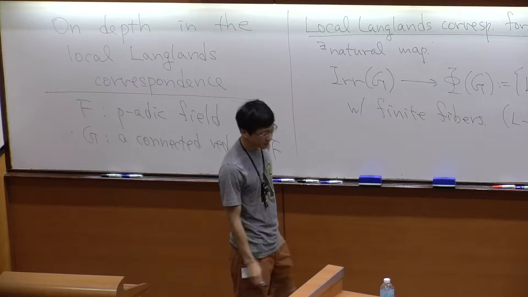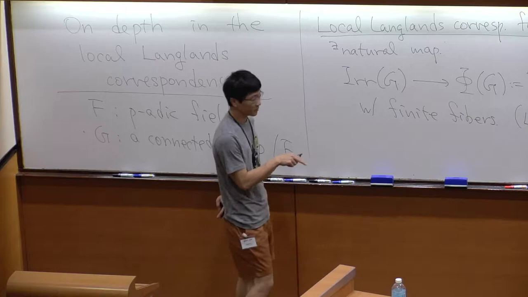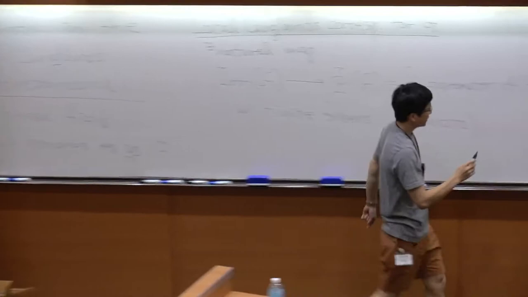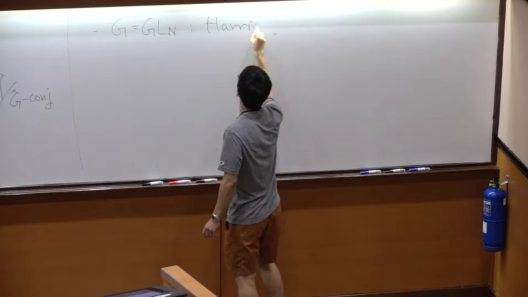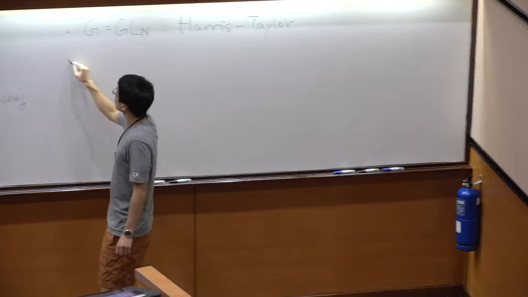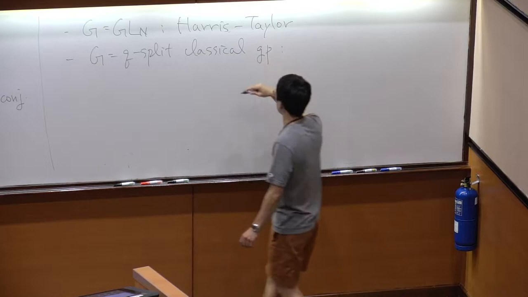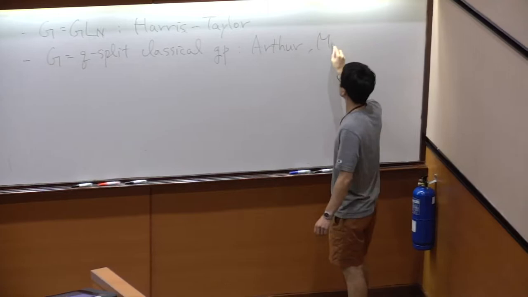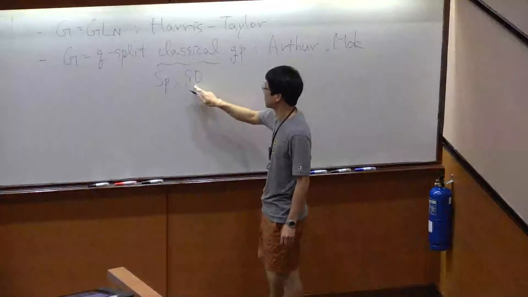And of course, this is still a conjecture for general G. But thanks to recent developments, for several groups, this is already a theorem. In particular, when G is GL_N, this correspondence was established by Harris and Taylor. And also, when G is a quasi-split classical group, it was established by Arthur and Mok. Here, this word classical means especially symplectic group, special orthogonal group, and unitary group.